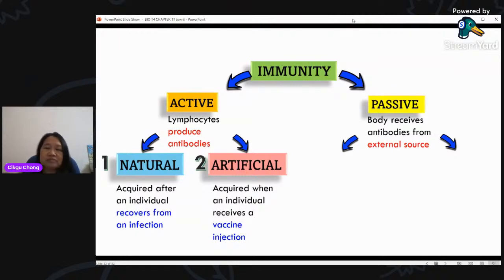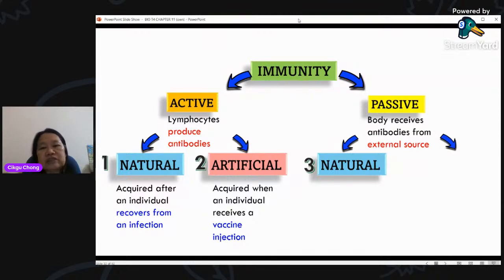Okay, next one. Now we go on to the passive. Passive means, like we said, your body does not make the antibody. Your body does not make it at all. You have to get it from somewhere else. So the first one is natural. Natural passive immunity.